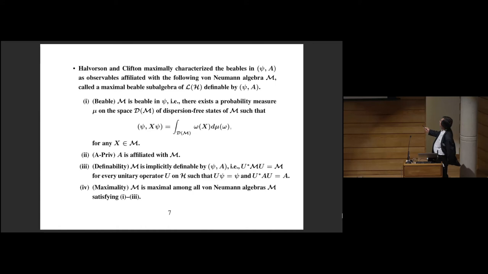defining the behavior is implicitly definable by the measurement context in the sense that for every unitary operator U such that psi is U-invariant and A is also U-invariant, in that case, for such a U, M is stable and there is an automorphism.